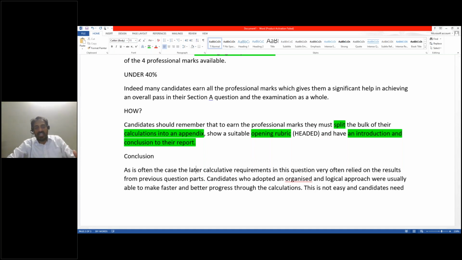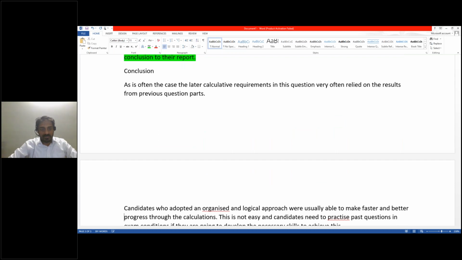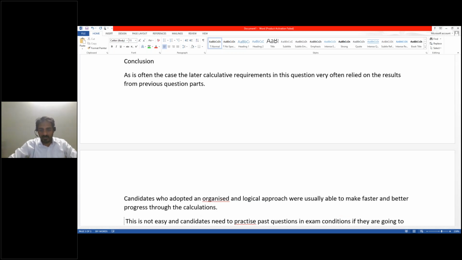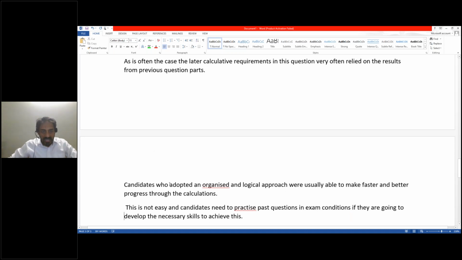As is often the case, the later calculative requirements in this question very often relied on the results from the previous parts. Candidates who adopted an organized and logical approach were usually able to make faster and better progress than others. Sir, what does that mean? Adopt a logical and organized approach for the calculation requirement.